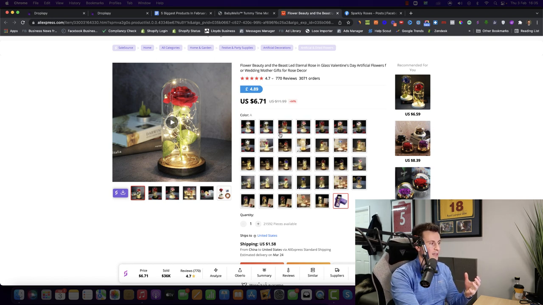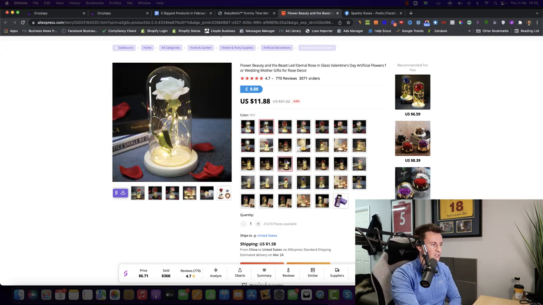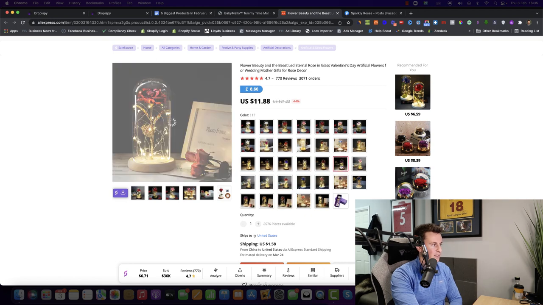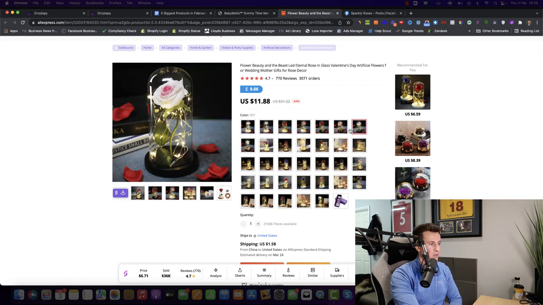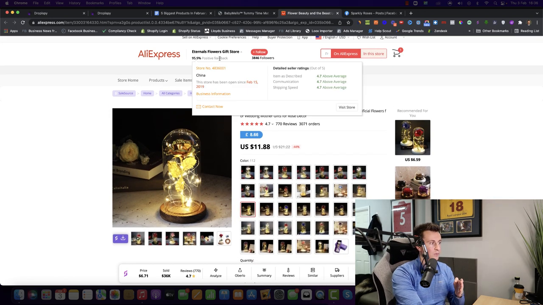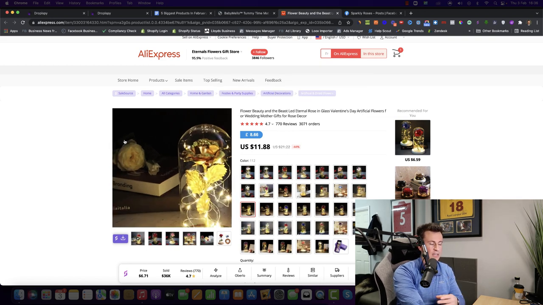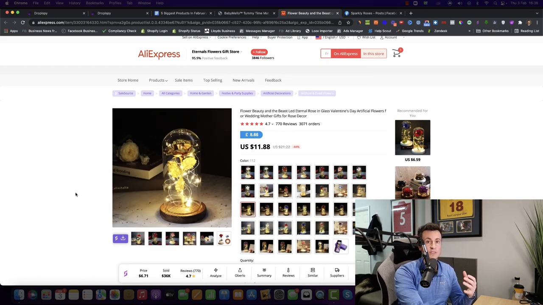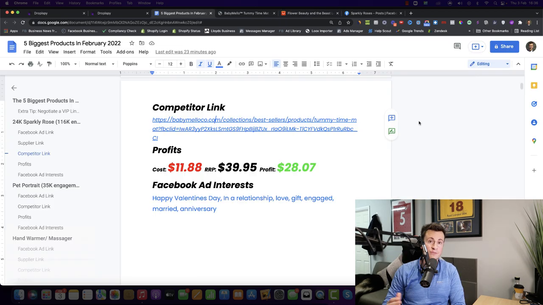We can see they've had over 3,000 orders, loads of different variations. I think this might just be the rose listing, but there are smaller ones here which you can sell for cheaper. But this same supplier, the Eternals Flowers Gift Store, sells Christmas trees and other things for different occasions throughout the year. As for the profit margins, we just saw the average purchase price, depending on the size that you buy, is $11.88. I would recommend selling a product like this for in and around $40, which leaves you with a very healthy profit margin of $28.